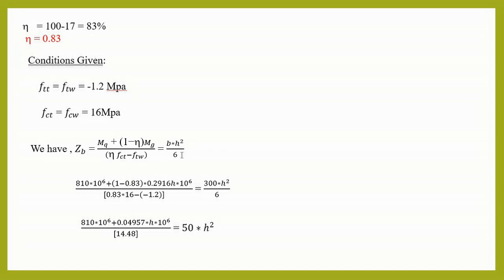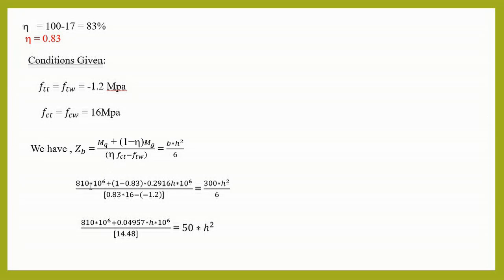For a rectangular section, the formula is b h square by 6, or you can take it as b into d square by 6. Okay, h can be d or h, both are same. So equate these two formulas and find out how much is the h value. We know all the values, just substitute all these values.